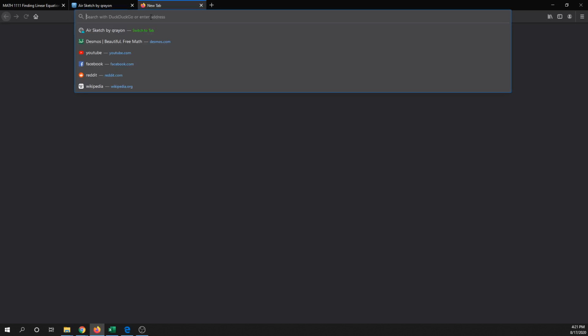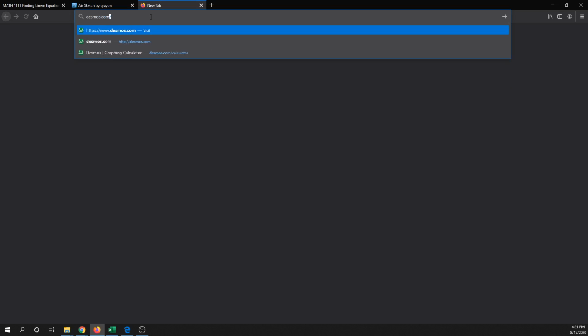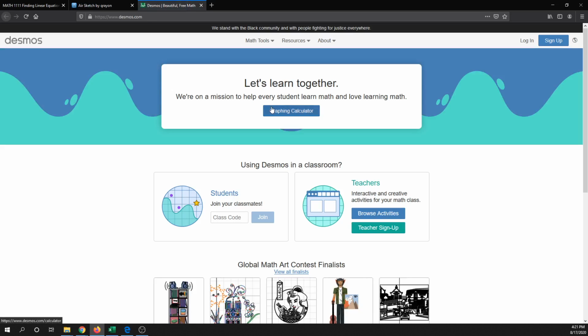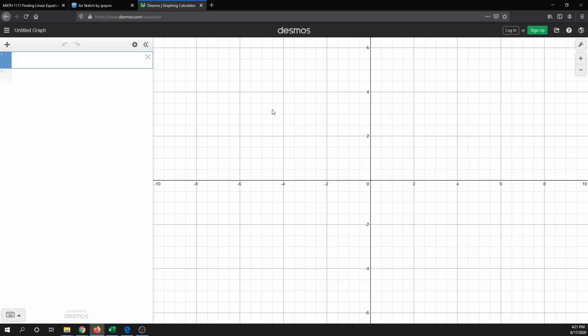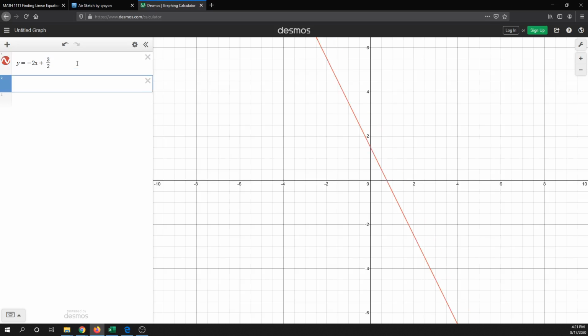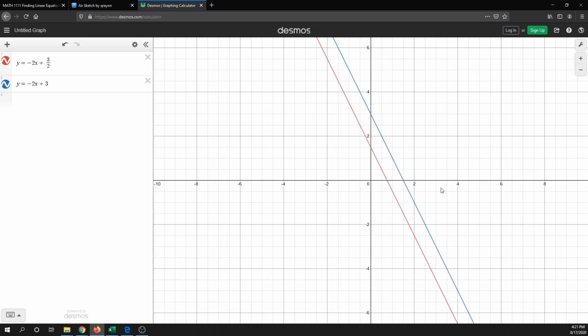If you graph these out, you can see on Desmos. Here's y equals minus 2x plus 3 halves, and the line y equals minus 2x plus 3. And you can see those are parallel lines. They do not intersect each other.